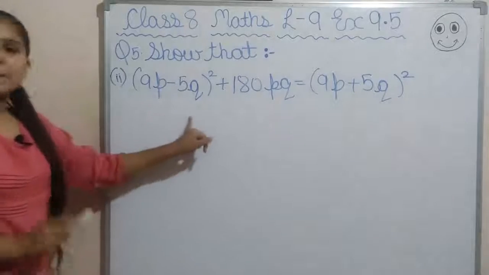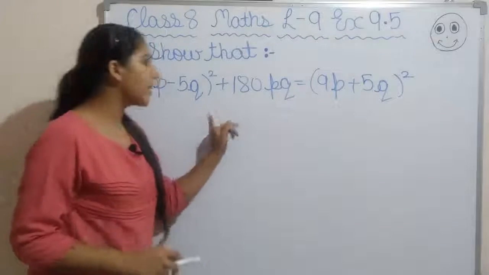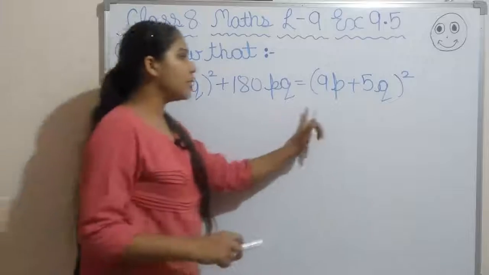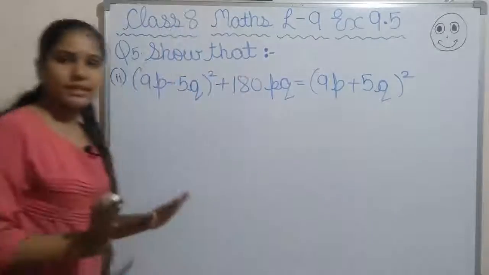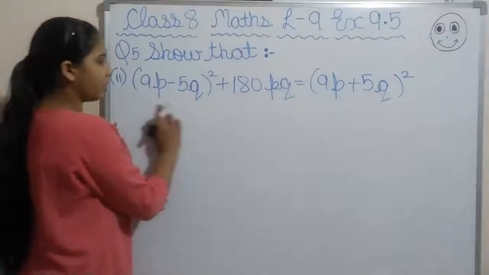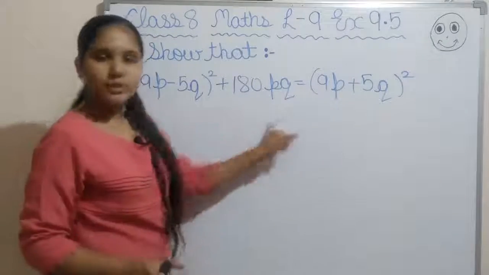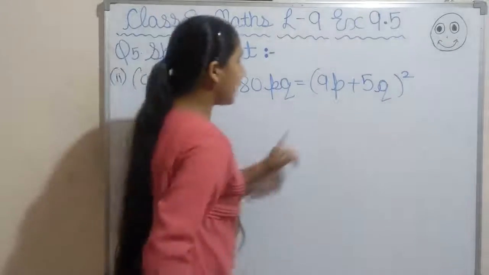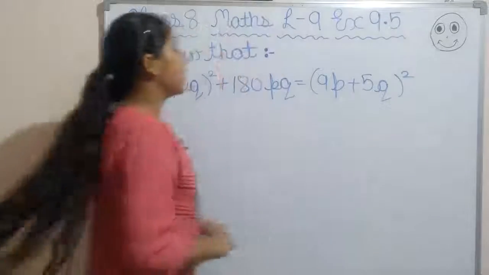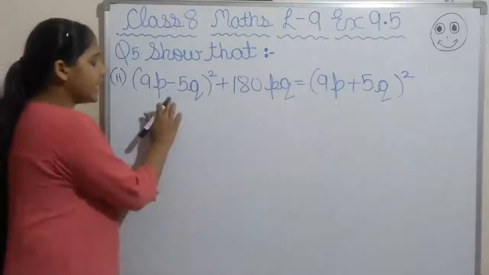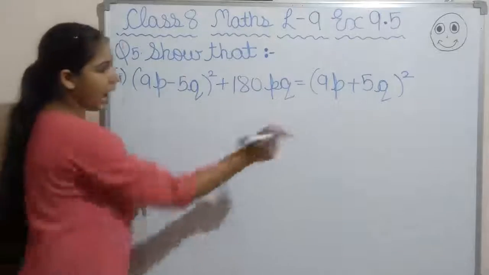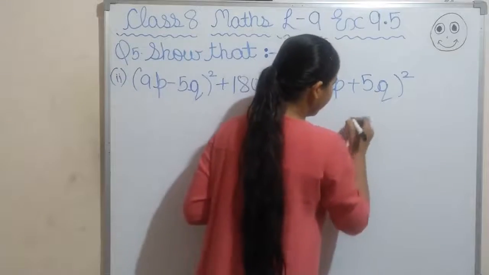The second part is (9p minus 5q) whole square plus 180pq is equal to (9p plus 5q) whole square. In this also we have to do the same: we first solve the LHS, and we have to add this one. Okay, let's start. Which identity are we going to use? There is a minus, which means the second identity. So let's write the second one.